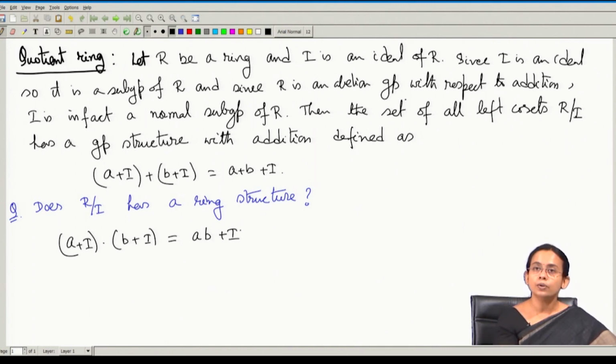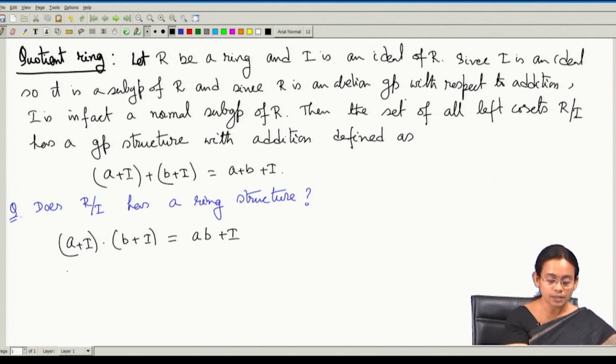So, now if I want to define in this way, then I have to check whether this definition is well defined or not. Any element of a plus I will be of this form, a plus u, and any element from b plus I can be written as b plus v, where these u and v are elements of I.